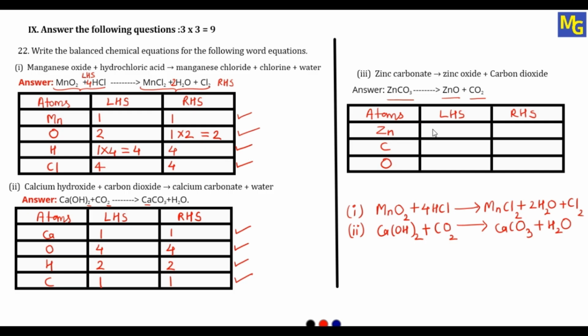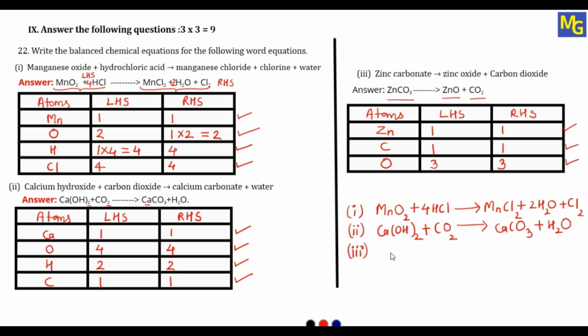Zinc on LHS side it is 1, RHS side also it is 1, carbon on LHS side it is 1, even on RHS side it is 1, oxygen here it is 3, and this side 1 from ZnO, 1 from CO2, so total again 3. So if you see zinc 1, 1 balanced, carbon 1, 1 balanced, oxygen also 3, 3 balanced. So this reaction is also already balanced. No need to balance this equation.